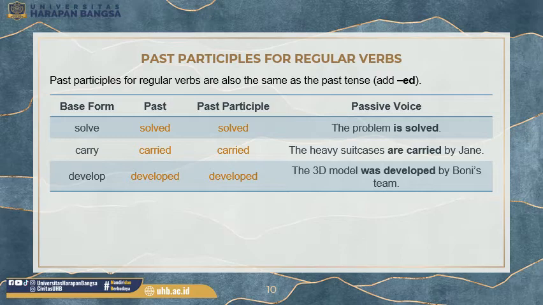Next, the 3D model was developed by Bonnie's team. Ini konteksnya lampau ya. Jadi ada past participle developed. Kemudian to be-nya yaitu was karena subjeknya tunggal, yaitu the 3D model.